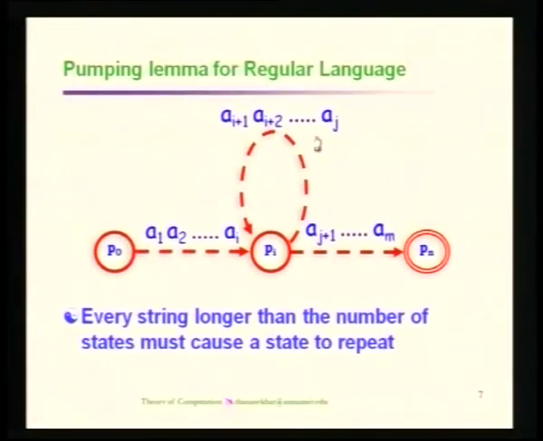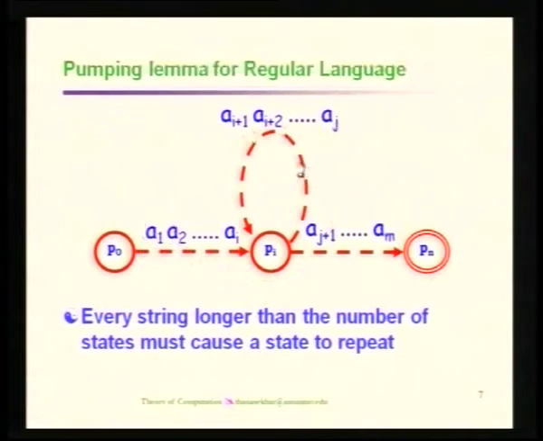First, we are having an automata. The pumping lemma proof is completely based on proof by contradiction. Proof by contradiction means if you are given a language L, first of all we will assume that it is going to be a regular language, and if it is regular, then there will be a finite automata like this for that language.